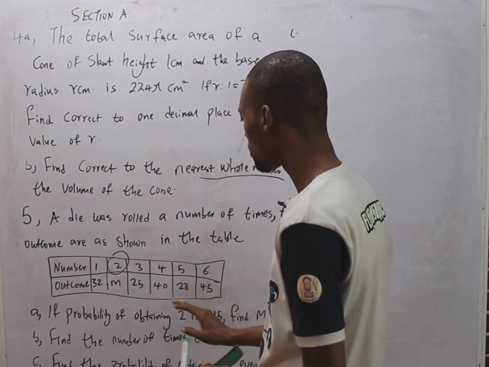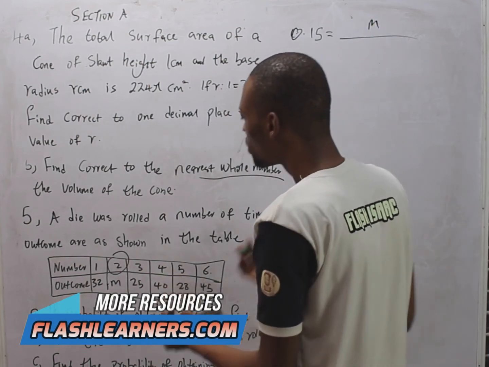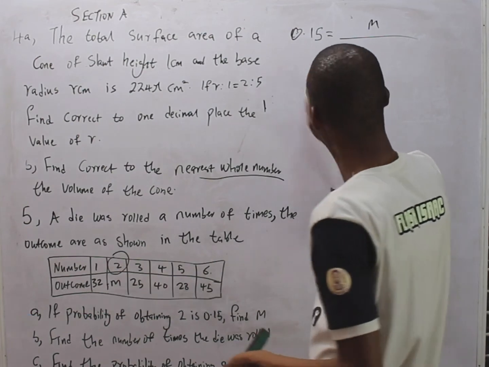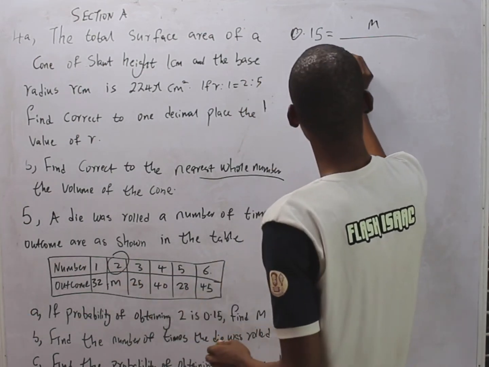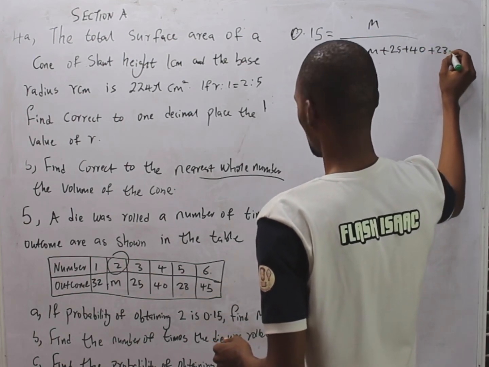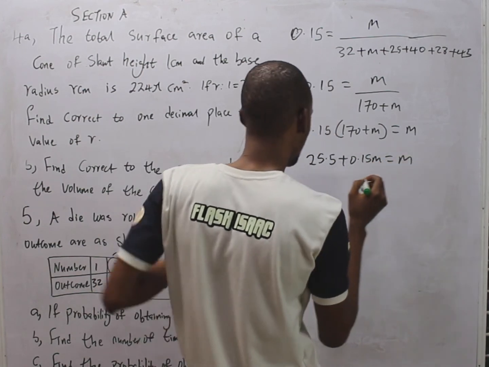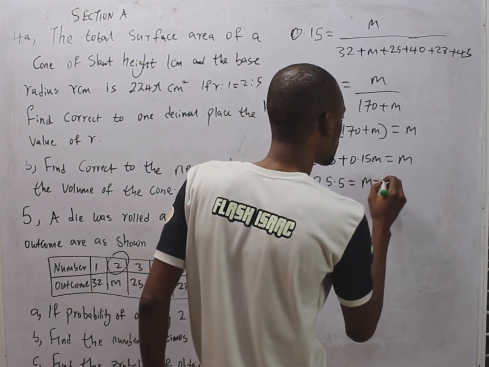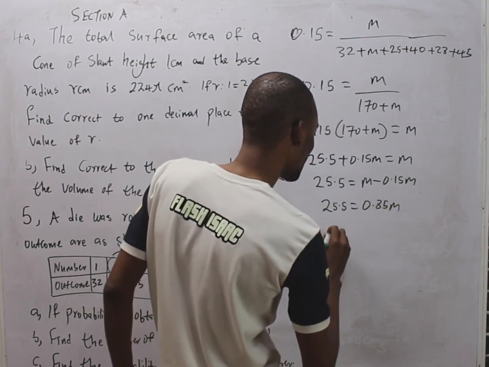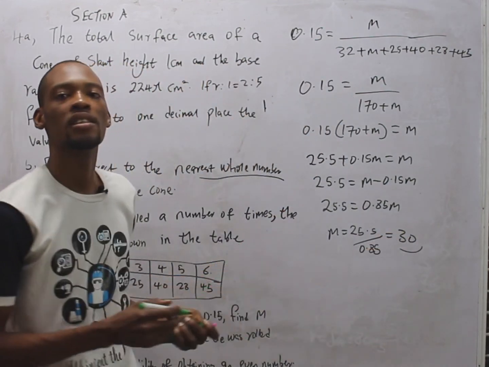We know that the probability of obtaining 2, which is 0.15, is m over the total number, because probability of a number is that number over the total outcome. So m over the total is m over 32 plus m plus 25 plus 40 plus 28 plus 45. That gives 25.5 plus 0.15 m is equal to m. 25.5 is equal to m minus 0.15 m. 25.5 is equal to 0.85 m. And m is equal to 25.5 over 0.85, which is equal to 30. 30 is the value of m.